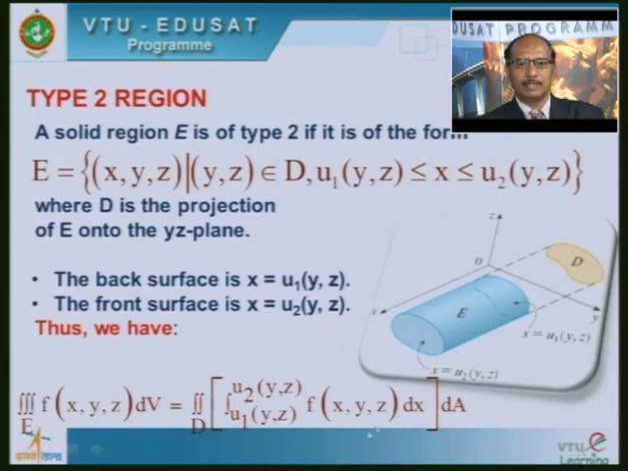So, integrating with respect to x, after the integration it becomes a double integration over the region D. D is the region in the yz plane, so we need to find the limits of D. In the yz plane there are two variables, y and z. Again there are two types: y limits are constants and z limits are functions of y, or z limits are constants and y limits are functions of z. So, we can take either of the two limits here.